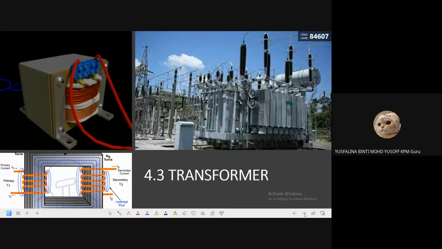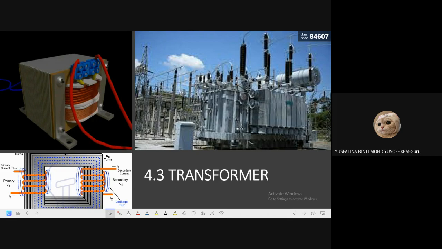So what is the function of the transformer actually? The function is to change the output voltage. Let's say the voltage supplied to our home is 240 volt, but not all our electrical appliances must use 240 volt. When you charge your phone, your handphone doesn't need 240 volt. So you need to decrease the voltage, and that's why we need a transformer.